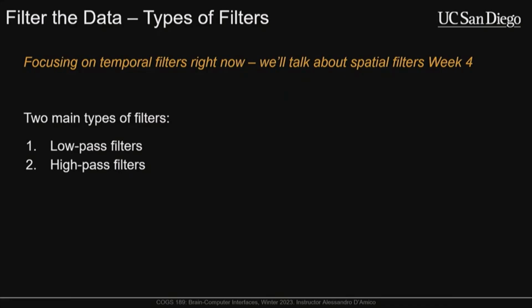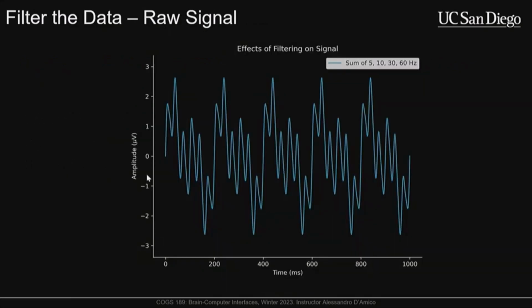A low-pass filter passes low signals. A high-pass filter passes high signals. And the low and high in this case is just frequency. So low is slow and high is fast. So let's look at an example of that.